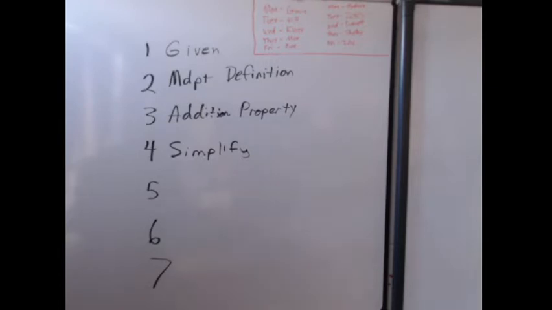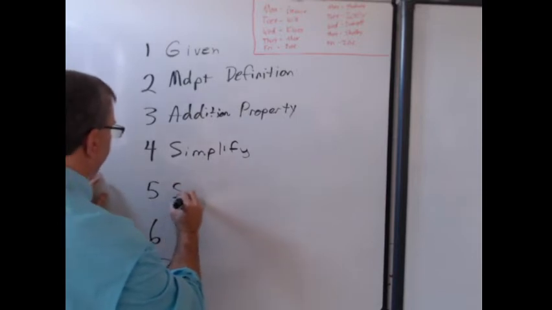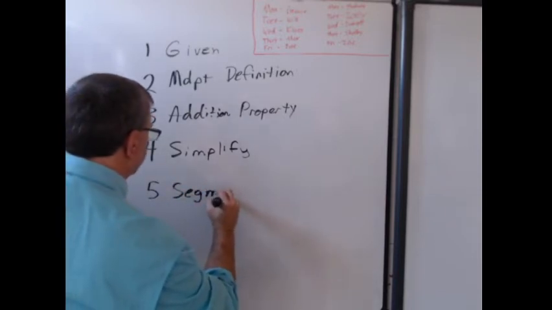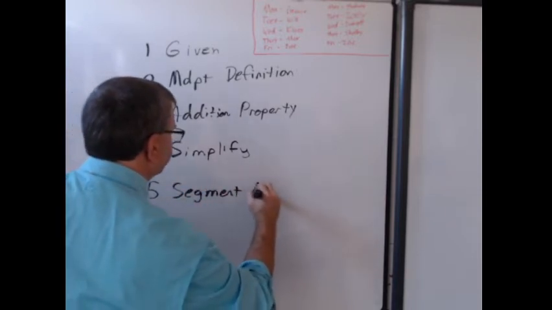Okay, on number 5. All right, now we take DE plus EF to equal DF. So we took 2 parts of a line, added them together, and got the distance of the whole line. So that's segment addition.